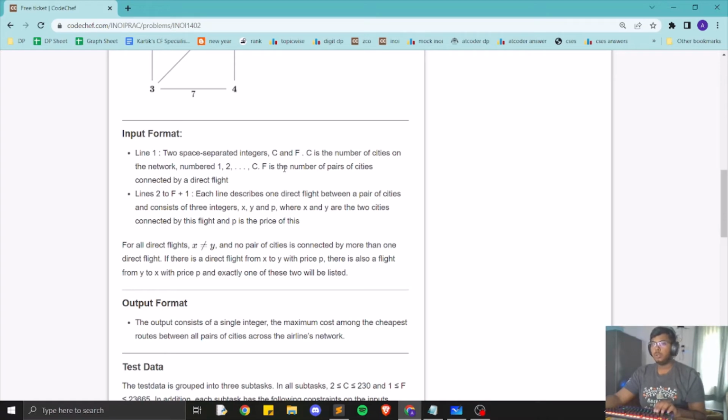And from line 2 to f plus 1, each line describes one direct flight between a pair of cities and consists of three integers x, y, and p, where x and y are two cities, that is basically the two nodes which are connected, and p is the price, which is basically the weight between x and y. So let us write the code for this.